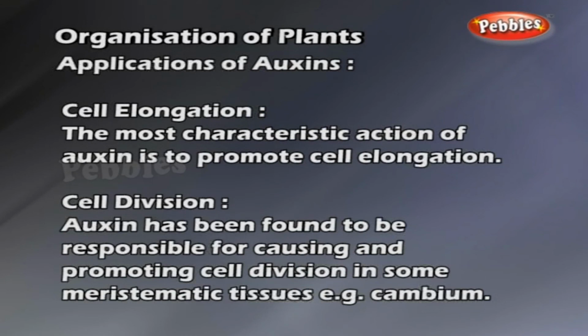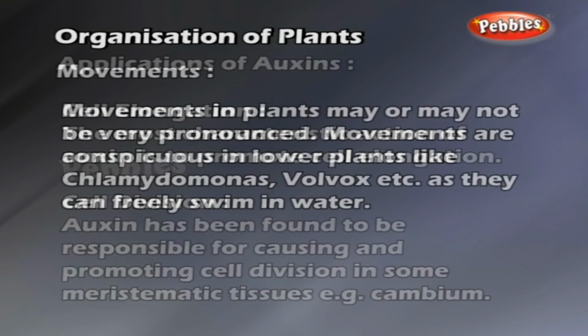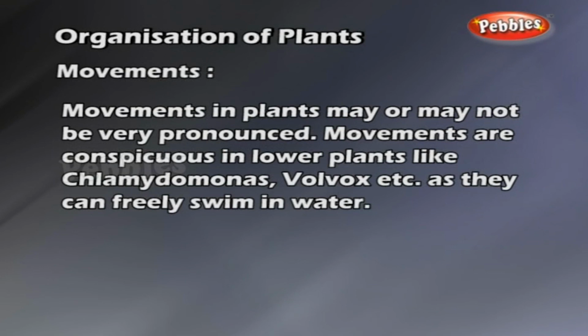Applications of auxins. Cell elongation. The most characteristic action of auxin is to promote cell elongation. Cell division. Auxin has been found to be responsible for causing and promoting cell division in some meristematic tissues. Example, cambium. Movements. Movements in plants may or may not be very pronounced.